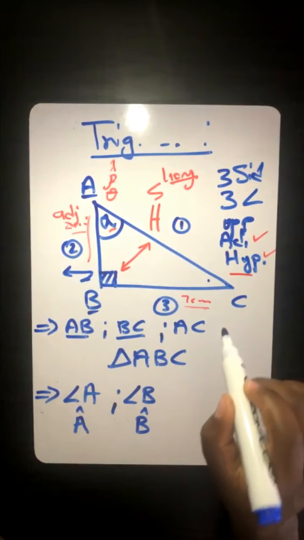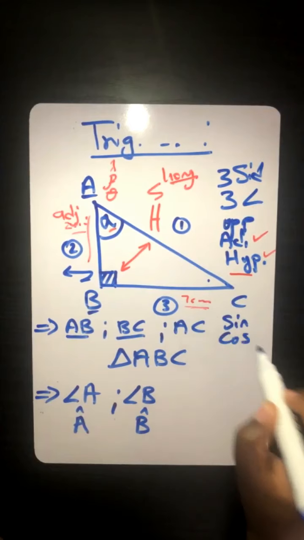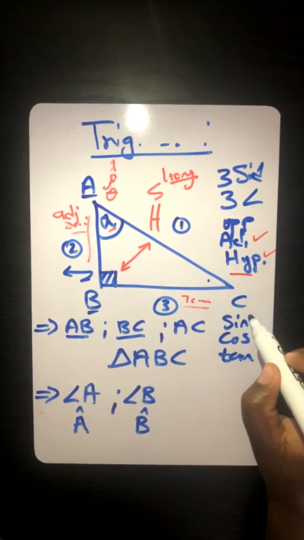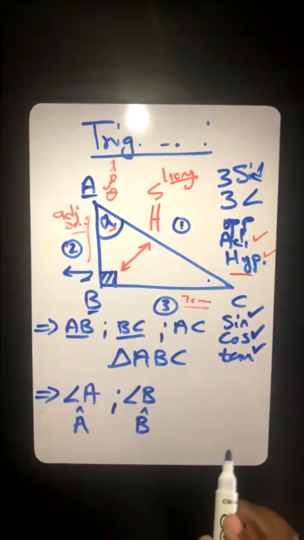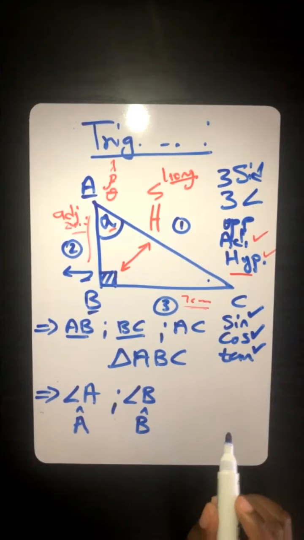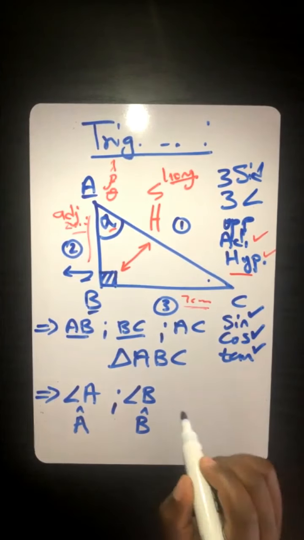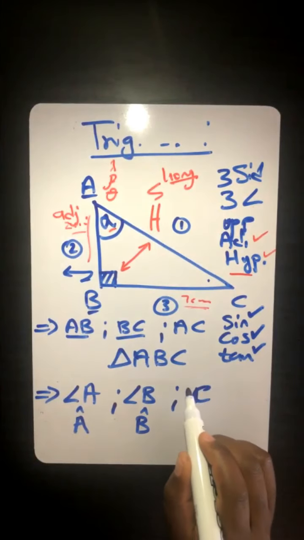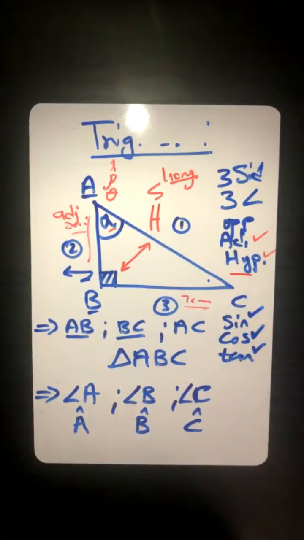So those trig ratios, they are three. So it's sine, it's cos, it's tan. So always let's follow this order. Let's firstly start with sine, cos, then tan. You will notice at a later stage why it's important to represent them in that order. So the third angle obviously is angle C, which can also be represented in that way.